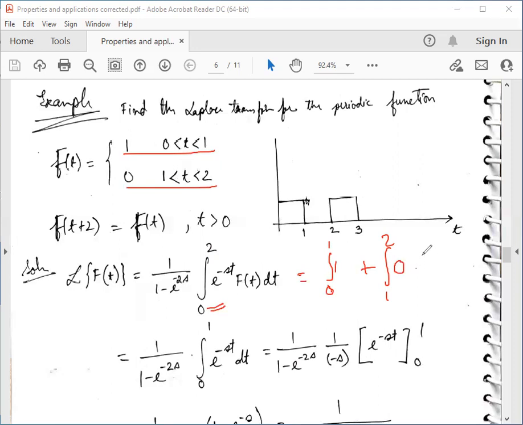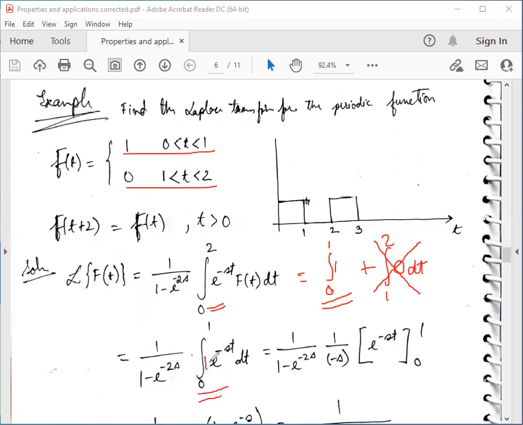So integration of 0 is always 0. So this will not contribute. The definite integration of 0 is 0. So this will not contribute. So the only integral that remains is this integral, and that is what we have obtained here.